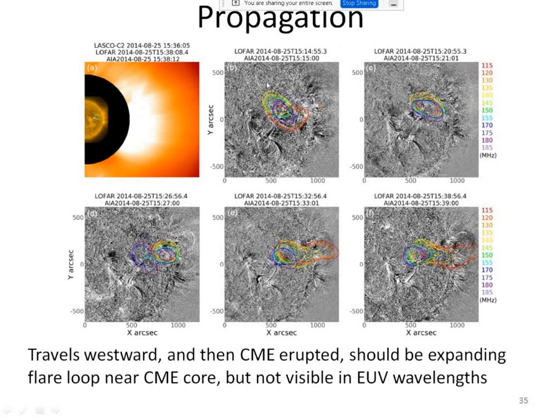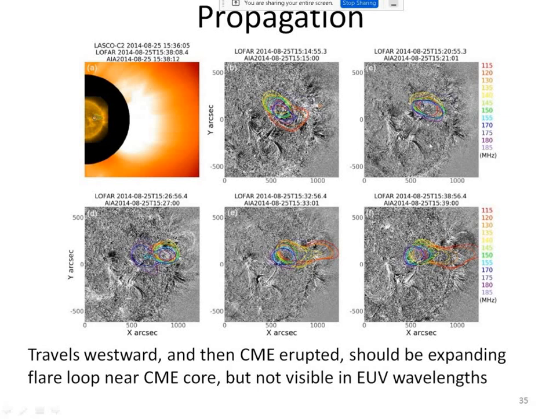For the propagation of the type 4 radio burst, we plotted the LOFAR images onto the AIA running difference images from B to F. These are the images I just described. But A is actually a larger scale image, which I'll discuss later. So let's look at B to F first. As you can see, the colors are the LOFAR contours, and you can see the lower frequencies are a little bit outward, and the higher frequencies are a little bit inward.